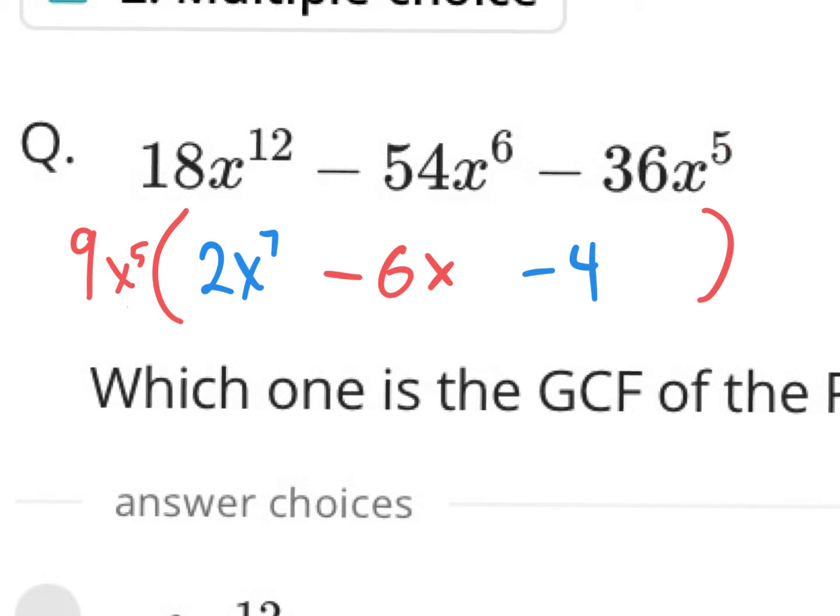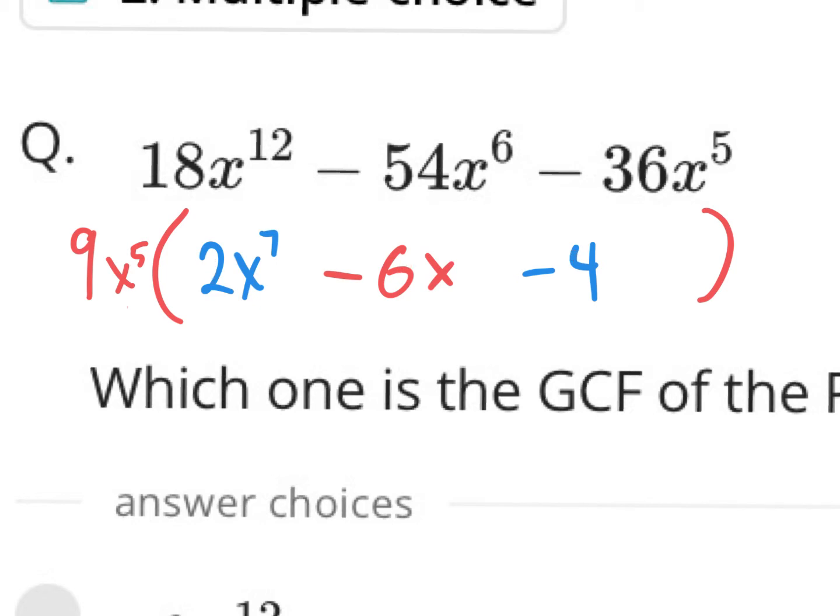Now, notice, guys, that I look at the inside and I still have 2, 6, and 4. That means I could have pulled out another multiple of 2. So this is definitely not my GCF. Don't select this one, because you could still pull out a 2 from here, a 2 from there, and a 2 from there.